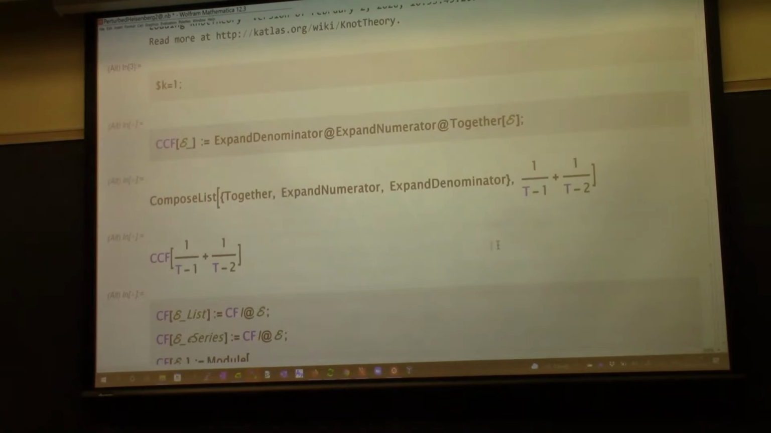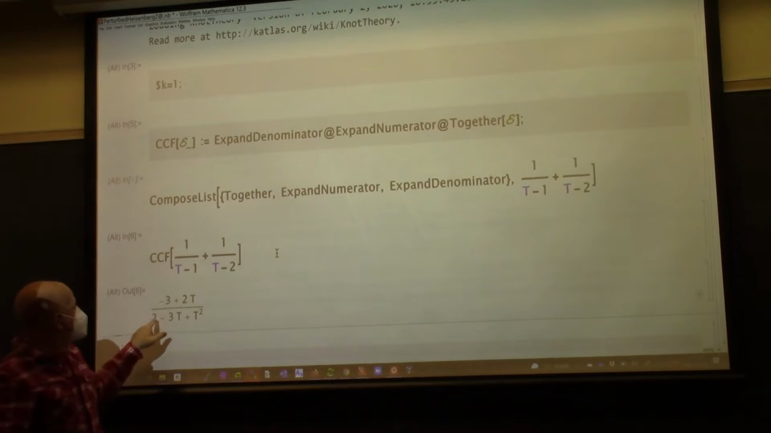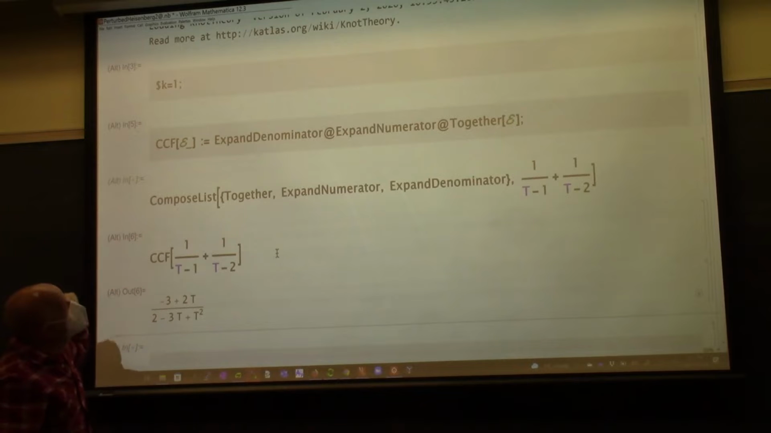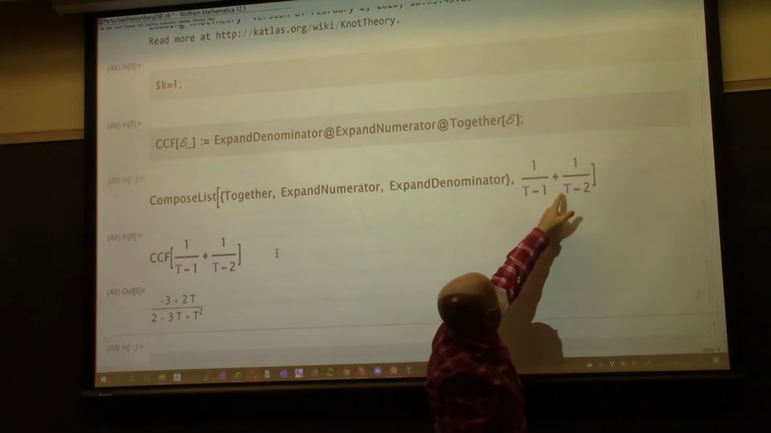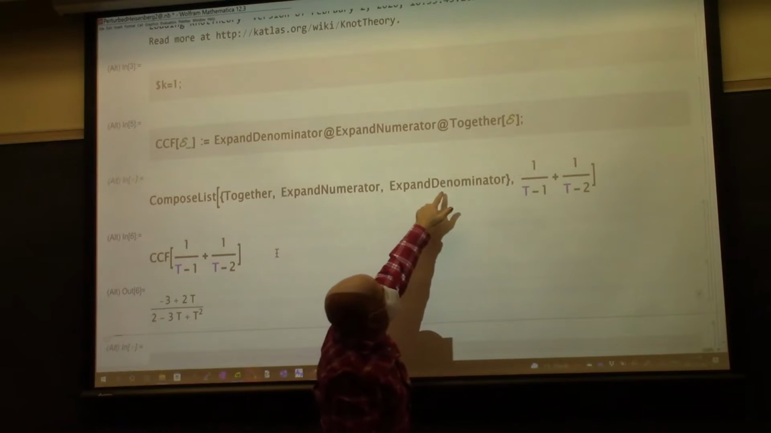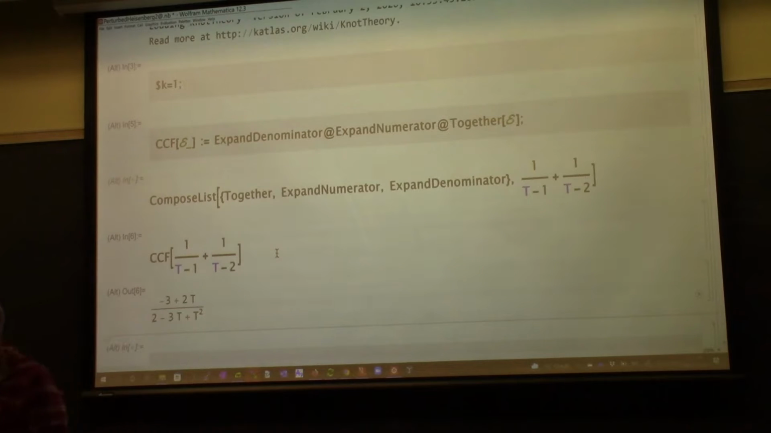So, for example, if you apply CCF to 1 over t minus 1 plus 1 over t minus 2, oops, sorry, I forgot to enter the definition. So if you apply CCF to this, then it makes the common denominator, and at the top you get whatever it comes out to be, and it expands to polynomials. By the way, just for fun, I took the same expression and applied to it Together, ExpandNumerator and ExpandDenominator in steps. So here's what you get.